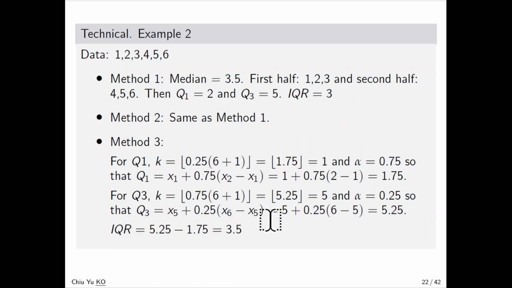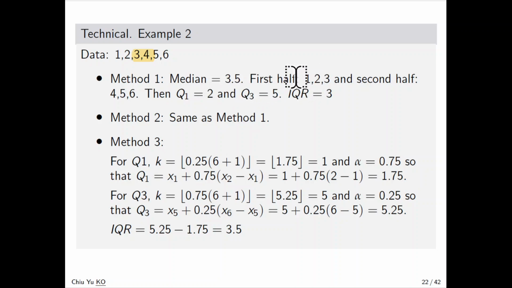We have 6 data points, so an even number of data. So you expect method 1 and method 2 to be the same. Let's see whether they are the same. With 6 data points, the median will be n plus 1 over 2. So 6 plus 1 is 7, and 7 over 2 is 3.5. So it's the average of the third and fourth ones, which is 3.5.